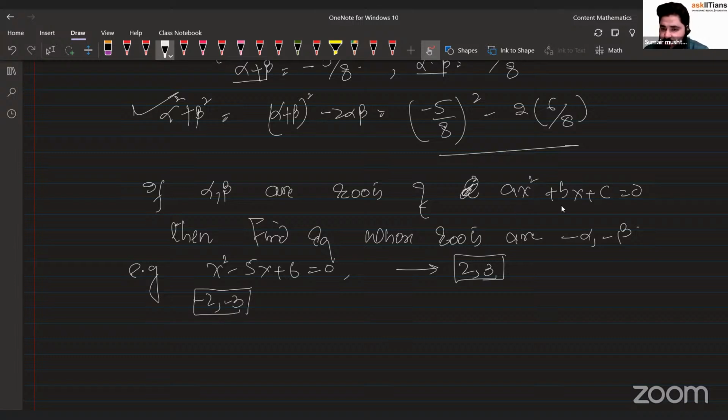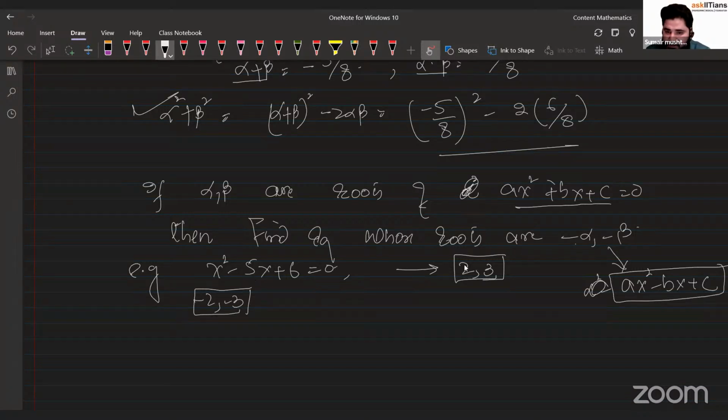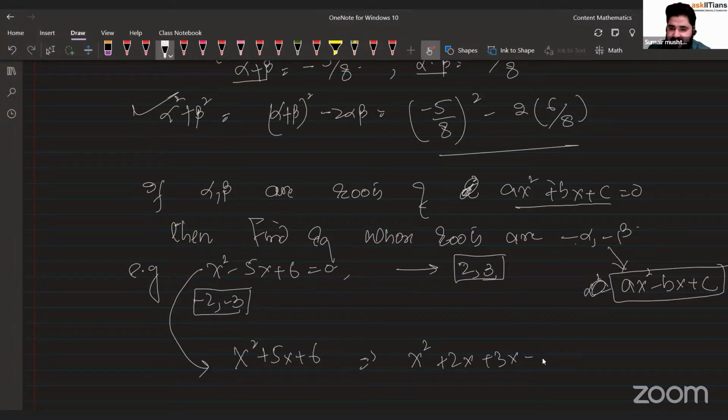If this has the roots alpha and beta, then the quadratic equation whose roots are negative alpha, negative beta, remember, you have to change its sign. This is ax square minus bx plus c. Just change the sign of b, you will get the roots as negative. That means the roots of this are 2 and 3. So if I take negative 2 and negative 3, I will change the sign of b. That's x square plus 5x plus 6. If you find the roots, just check. What will be the roots? x square plus 2x plus 3x plus 6. So this will be x plus 2 and x plus 3. And that will in turn give me x is equal to negative 2 and negative 3. Clear?